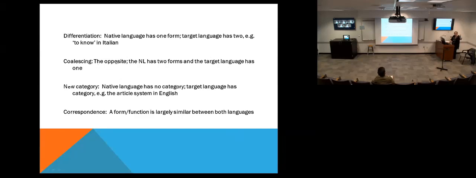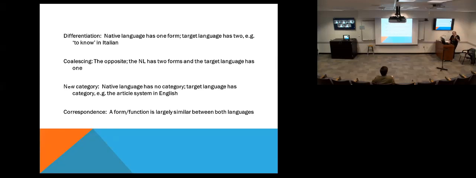Coalescing is the opposite problem. The native language has two forms and the target language has one. So that would be the exact same thing. So a Spanish speaker coming over to learn English would learn that be covers estar and ser, right?